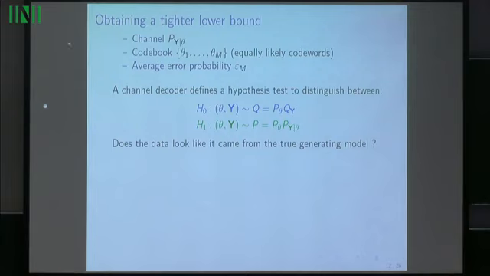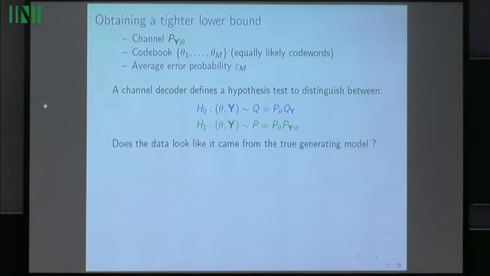So your H0 is the hypothesis that theta and Y are picked independently. H1 is the hypothesis that they are jointly distributed according to the channel. So first you pick theta uniformly from the codebook, and then you pass it through the channel, and that's how you generate Y.